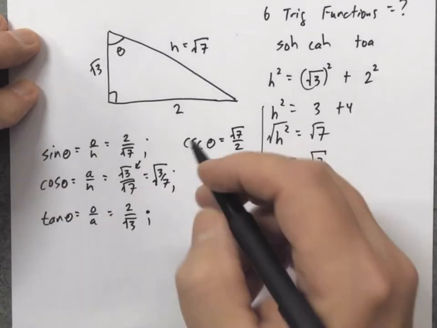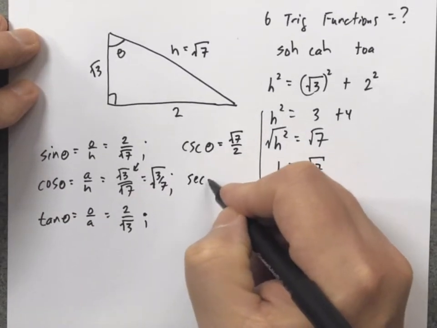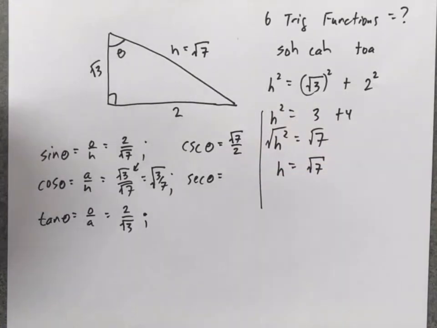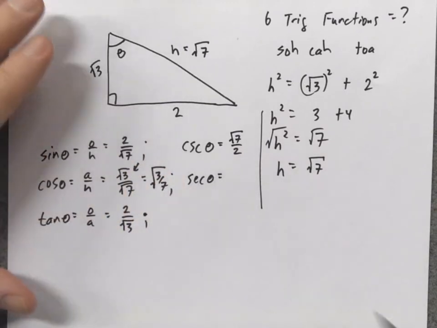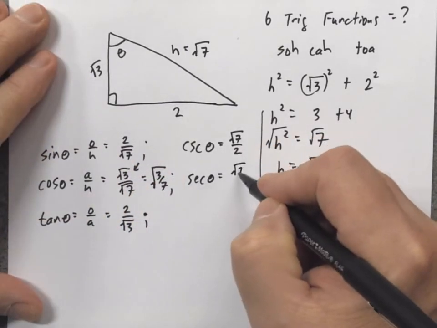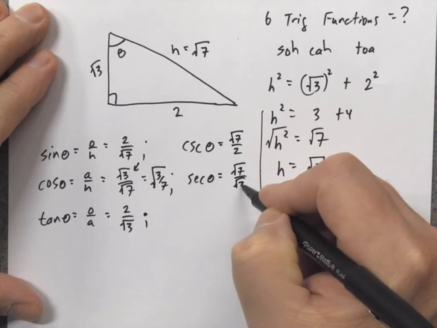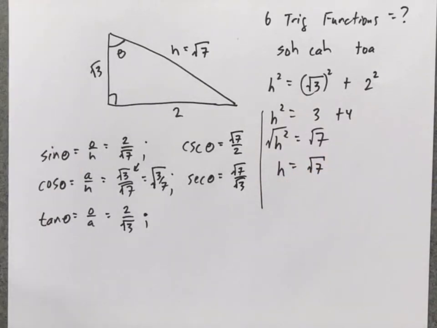The same way the cosine sort of paired up with the secant. So if I want the secant of theta, I simply take the cosine and I flip that. So the secant of theta ends up being square root of 7 over square root of 3.